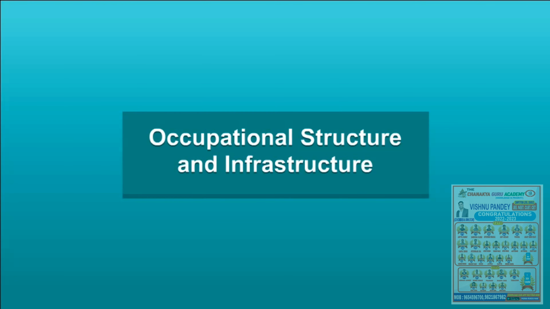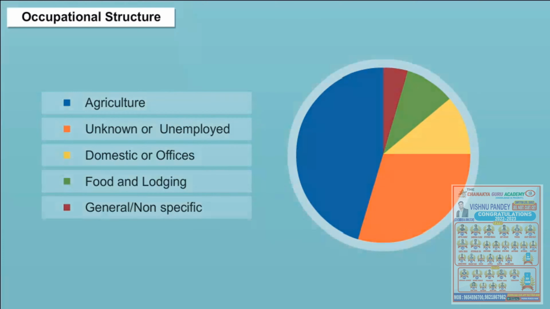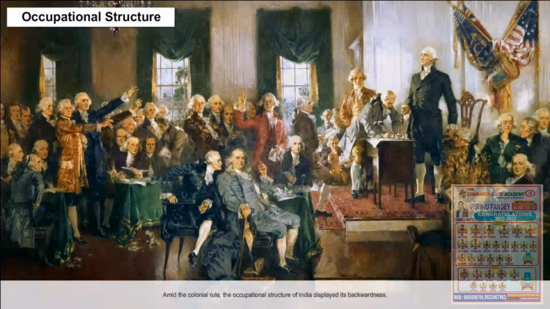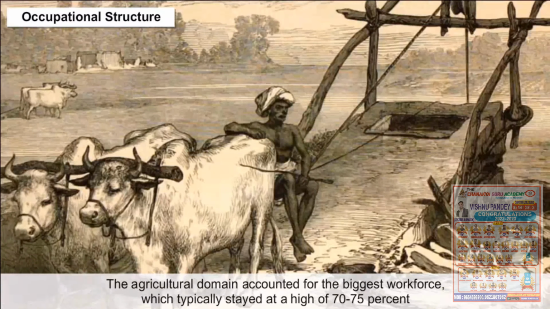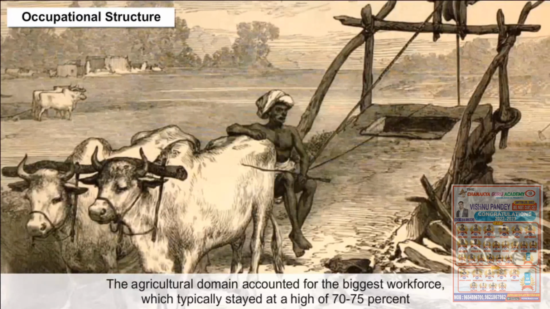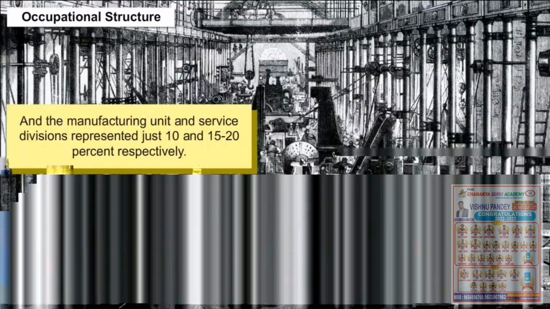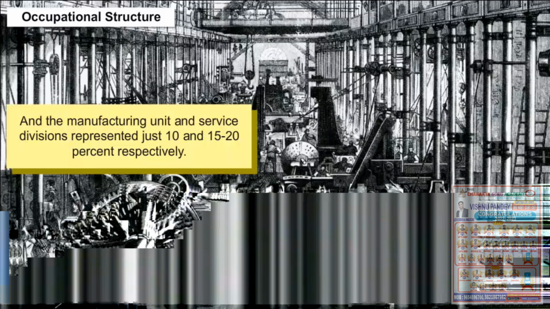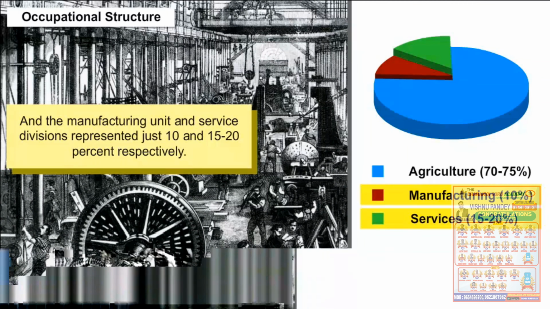Occupational structure and infrastructure. Occupational structure. Amid the colonial rule, the occupational structure of India displayed its backwardness. The agricultural sector accounted for the biggest workforce, which typically stayed at a high of 70 to 75%, and the manufacturing and service divisions represented just 10 and 15 to 20% respectively.